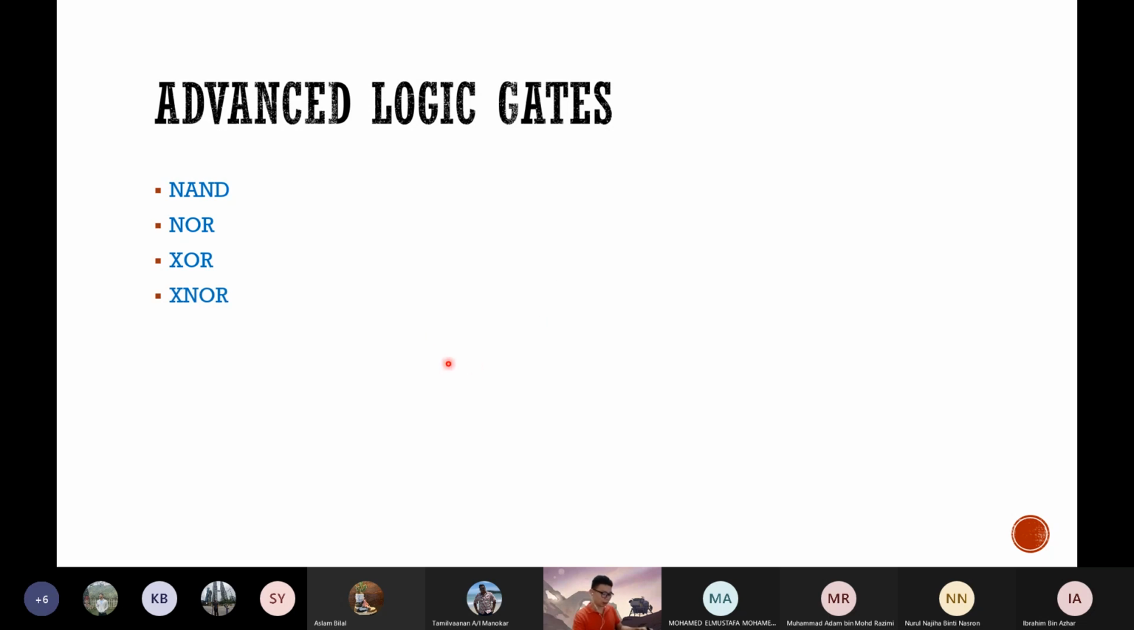Why do we say these are advanced logic gates? It's not advanced because they are complicated. They are equally simple as the basic logic gates we have seen in the last class. It is called an advanced logic gate because it can be built using simple logic gates.